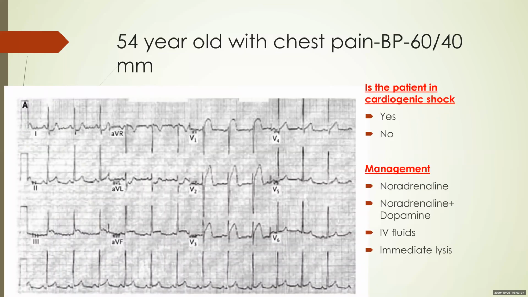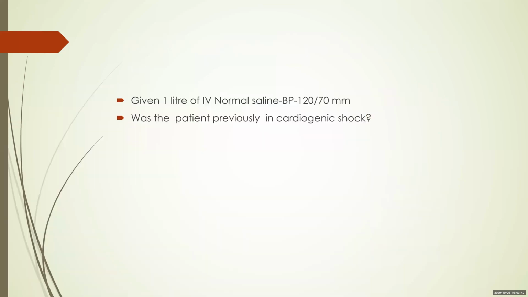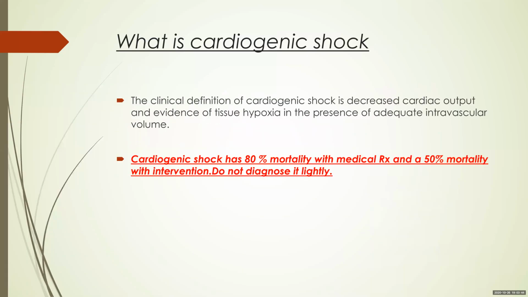cardiogenic shock. Now I kept this question deliberately because I see many people writing the diagnosis inferior wall MI cardiogenic shock or anterior wall MI cardiogenic shock. Cardiogenic shock should not be diagnosed lightly, because once you diagnose cardiogenic shock, you basically condemn the patient, because cardiogenic shock has an 80% mortality with medical treatment and a 50% mortality with intervention. So even with the best treatment possible, even with your primary PCI or assist devices like IABP, still cardiogenic shock has a 50% mortality. That is, out of two, one patient is going to die. So do not diagnose cardiogenic shock lightly.